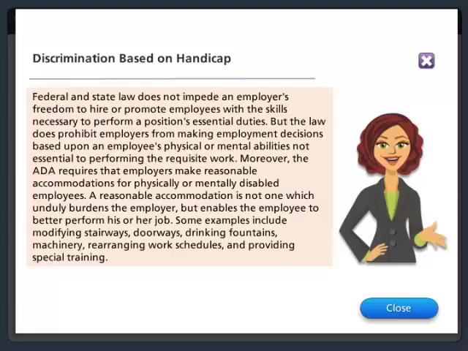Discrimination based on handicap. Federal and state law does not impede an employer's freedom to hire or promote employees with the skills necessary to perform a position's essential duties. But the law does prohibit employers from making employment decisions based upon an employee's physical or mental abilities not essential to performing the requisite work. Moreover, the ADA requires that employers make reasonable accommodations for physically or mentally disabled employees. A reasonable accommodation is not one which unduly burdens the employer, but it enables the employee to perform his or her job. Some examples include modifying stairways, doorways, drinking fountains, machinery, rearranging work schedules, and providing special training.